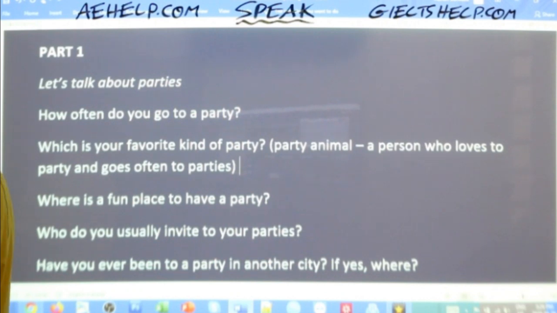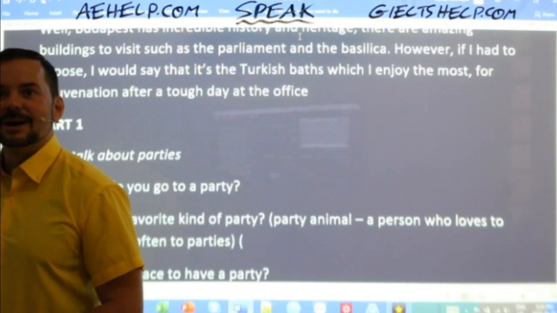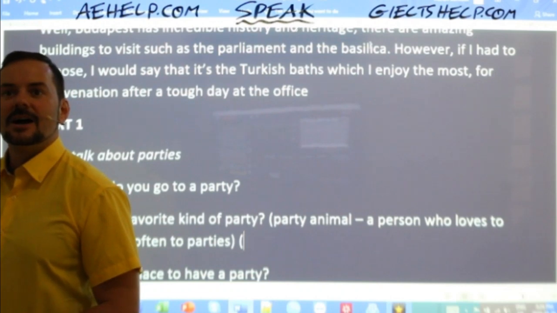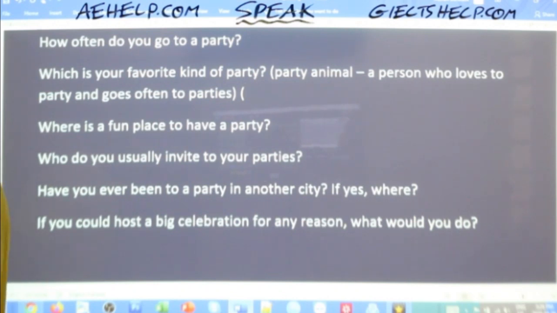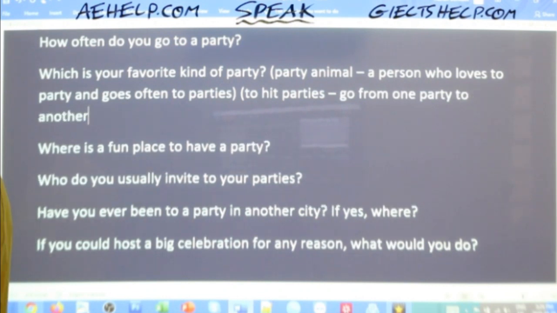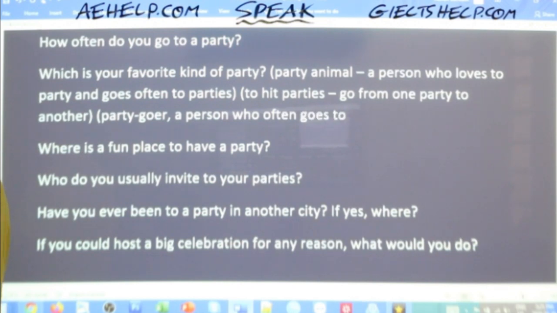Another one that's used by Kevin is hit parties. That's also an expression, to go to parties. To hit parties, to go from one party to another. Another one that we use is what's called a partygoer. It's a person who often goes to parties, of course, partygoer.